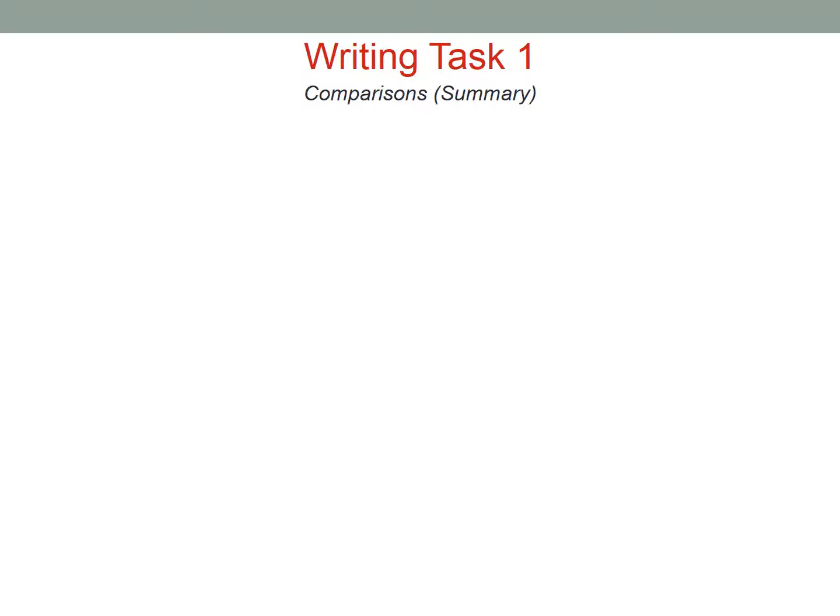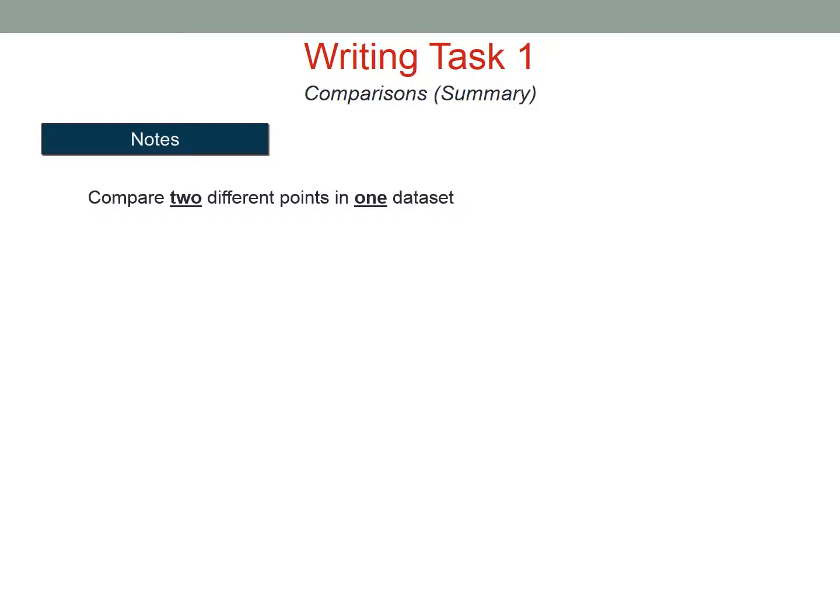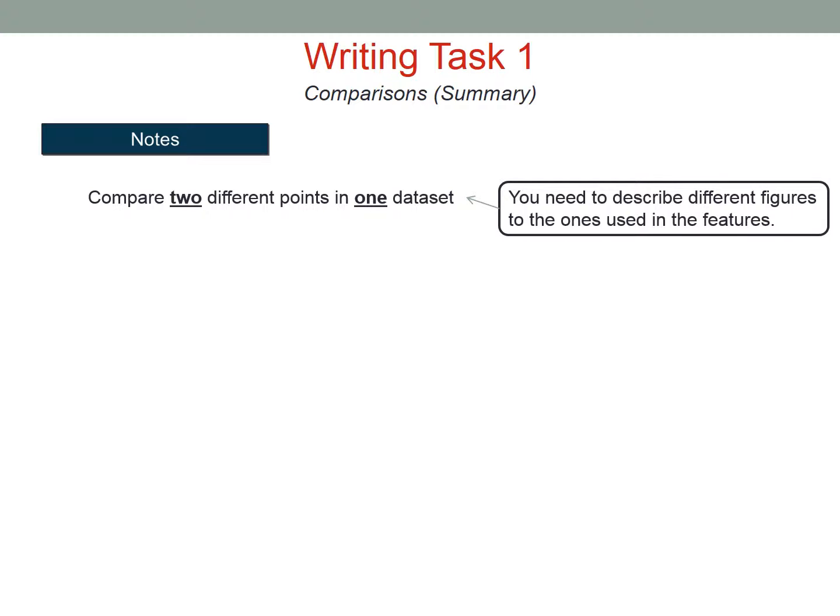So, in summary, in the comparative sentence, compare two different points in one dataset. These points must be different to those used in the main features. Use comparative language. Higher, lower, longer, shorter. And give specific data with numbers and dates.